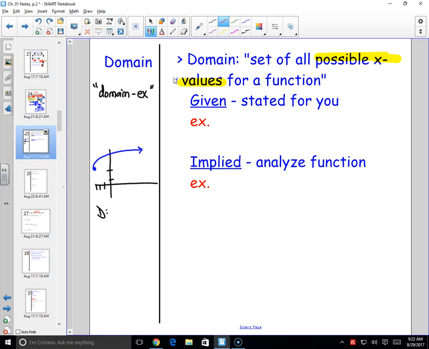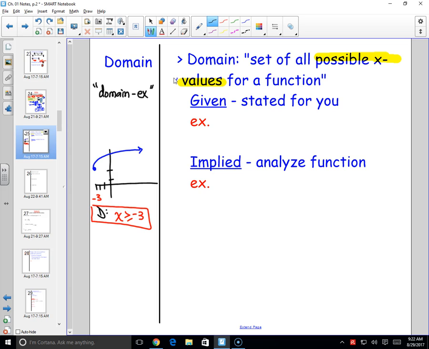Looking at it, how left did it go? -3. How right does it go? Forever. X is greater than or equal to -3. That's what we're doing when we have a graph. Okay, if we have a function, there are two different ways of thinking about domain.